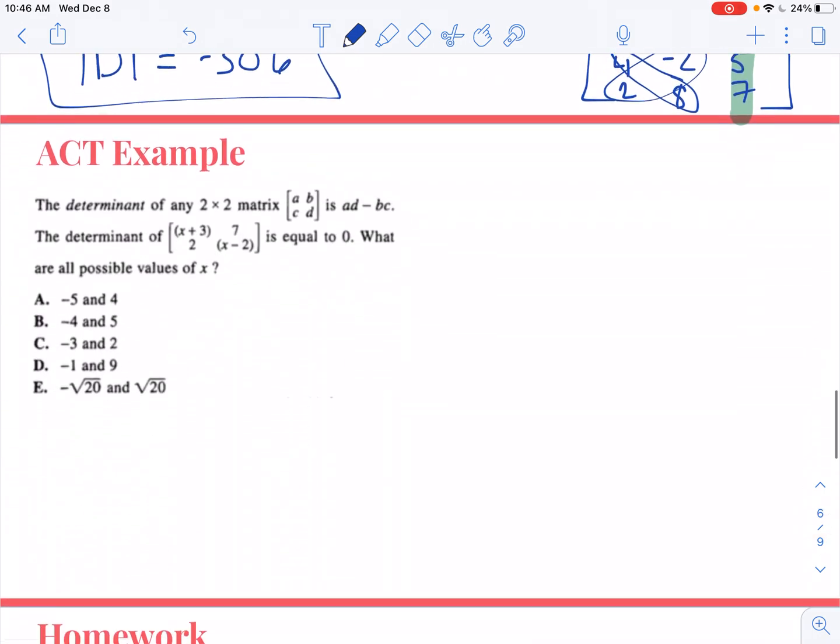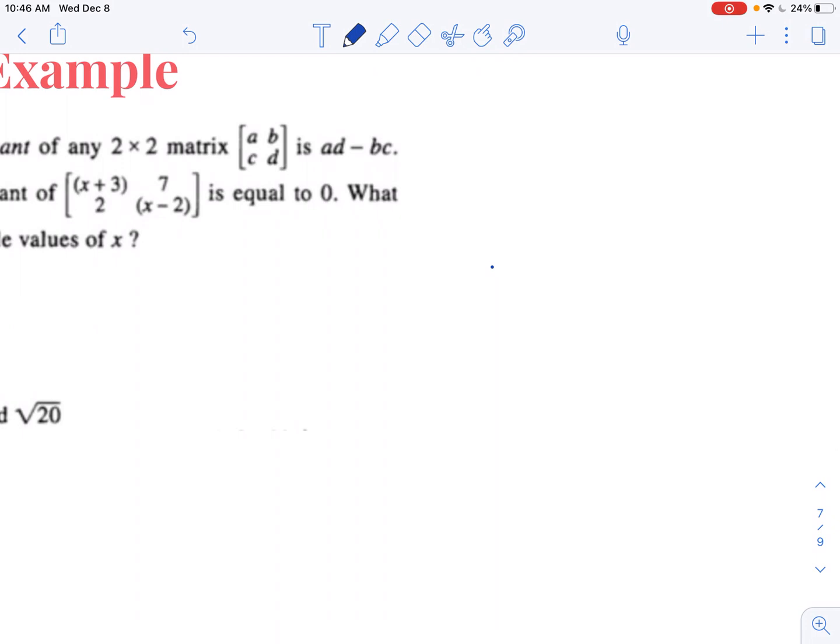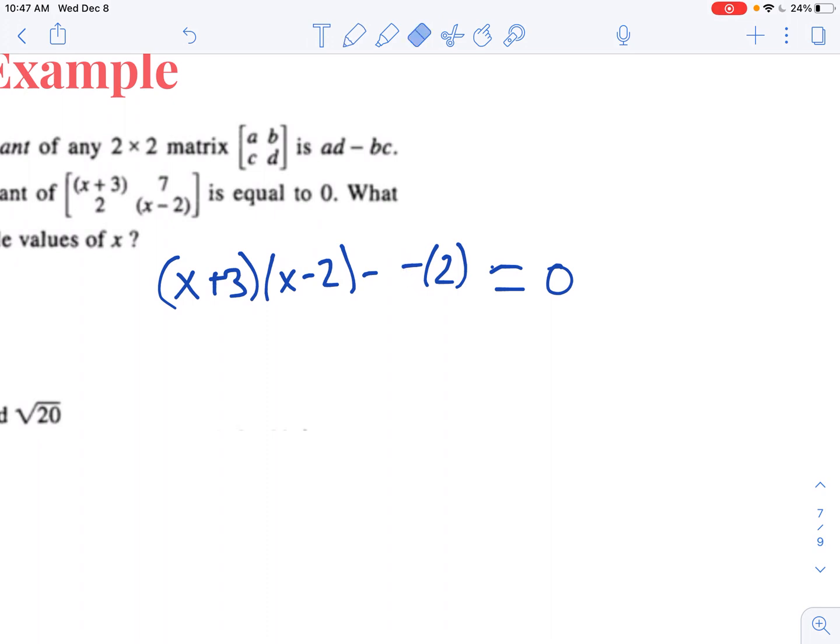The final thing that I have here is an example that you would see on an ACT. You can tell this is an ACT style question because it's multiple choice. You can see that the formula is given to you. Now this one's a little bit different. You're told what the determinant is equal to, and our goal is to solve for x. So we know that our determinant is going to be equal to 0, and we know that our determinant is going to be based on x plus 3 times x minus 2 minus 7 times 2 is going to be equal to 0.